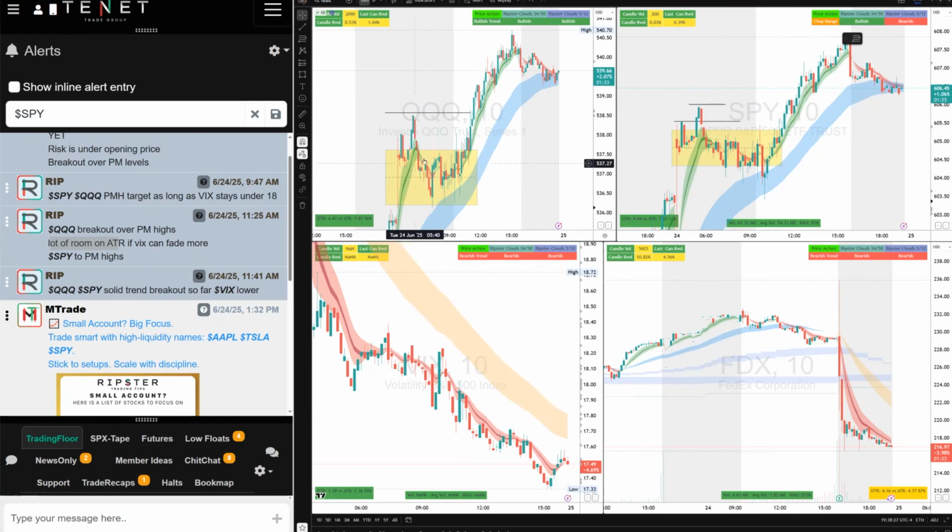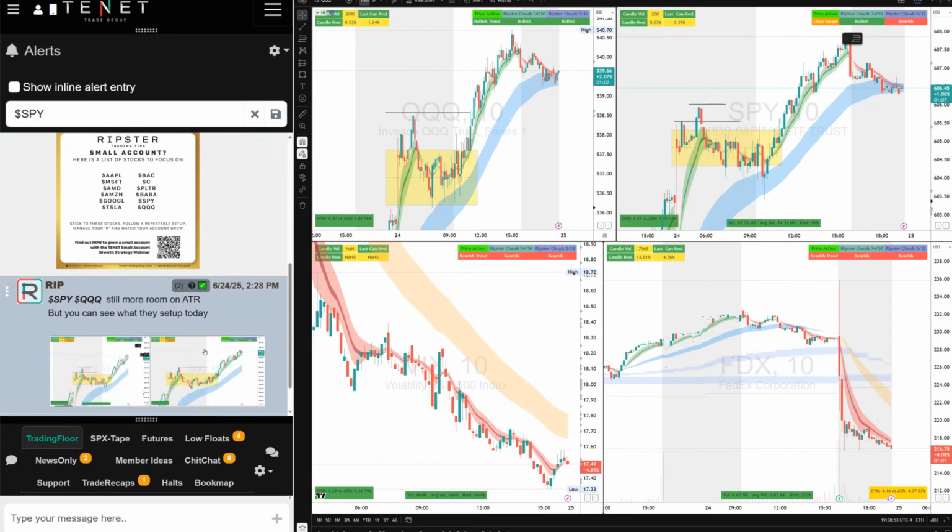This was the setup. There was no setup here, not working. Setup came here, here, and here. The setup came when VIX broke 18 and VIX faded all the way to 17.33. As long as VIX is under 17.33, you can stay long, as you see SPY and QQQ holding the longs. That was the midday long that I guided the traders in the community. Our morning longs did not work.